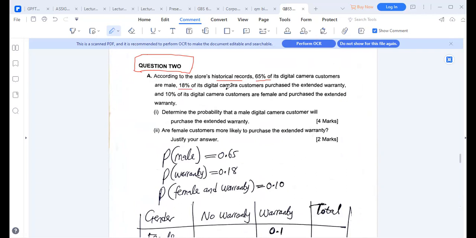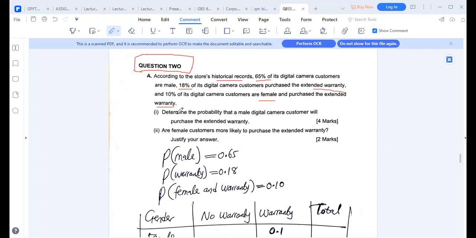18% of camera customers purchase the extended warranty. And 10% of camera customers are female and purchased the extended warranty. And then they're saying determine the probability that a male customer will purchase the extended warranty. And then the other one: are female customers more likely to purchase the extended warranty? Justify your answer. So this is the question that we are looking at.